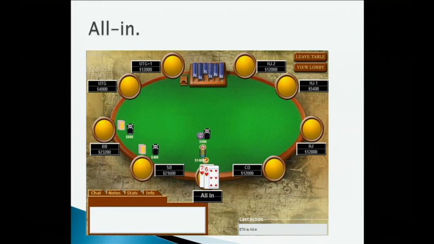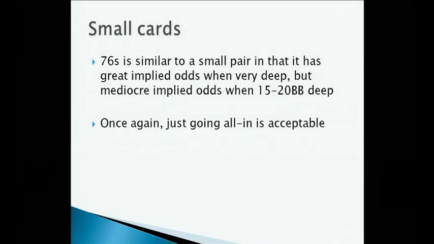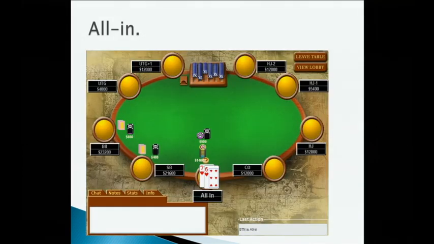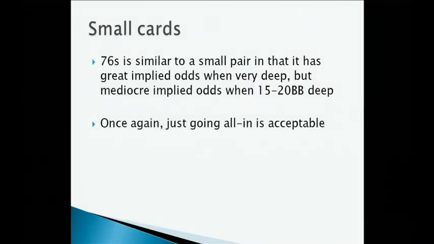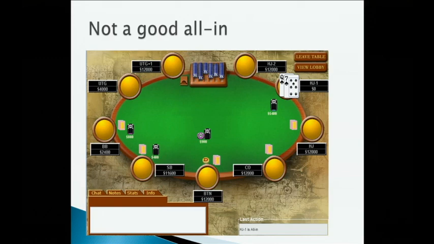With 7-6 suited, I think it's also okay. This is a similar story to pocket deuces. 7-6 suited has great implied odds when you're like 100 bets deep, and making straights and flushes is very relevant. But when you're only 20 bets deep and you're just trying to make a big pair, essentially, small cards just aren't good at making big pairs. So once again, going all in is acceptable.